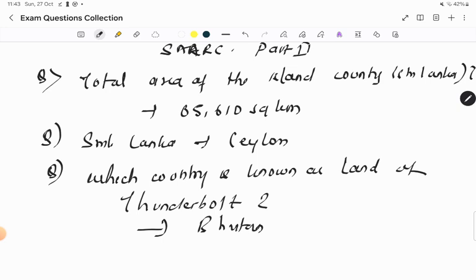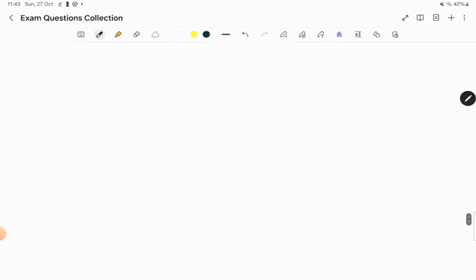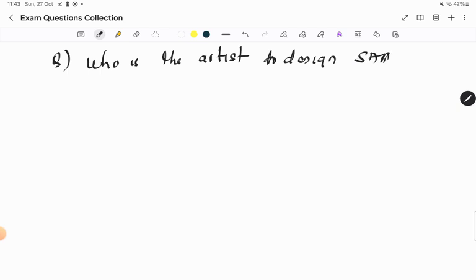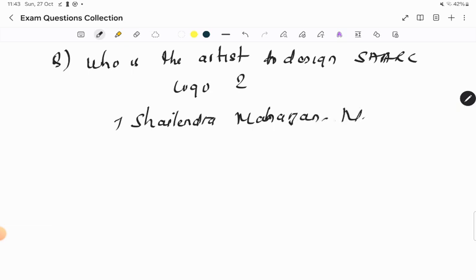Okay, now next question is very important. Who is the artist to design Saarc logo? Okay, who designed Saarc logo? It was designed by Sailendra Maharjan from Nepal.